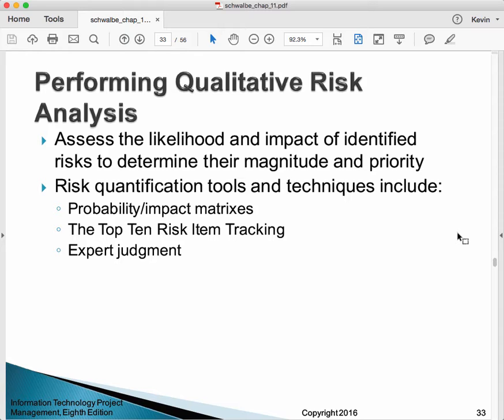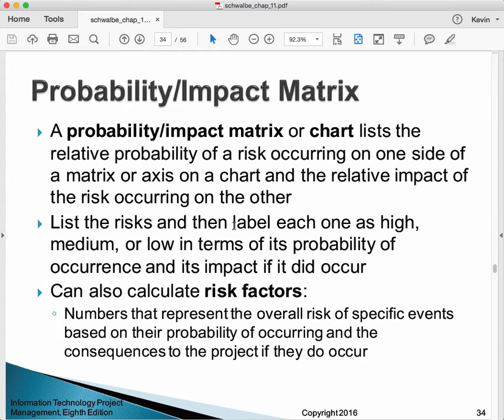So, in fact, the person who wrote this slide forgot that I think what we're saying is risk qualification tools include probability impact matrices, that's qualitative, top 10 risk item tracking, that's qualitative again, expert judgment, that's qualitative. So the person who authored the slide here got suckered into putting the word quantification where they really wanted to say qualification.